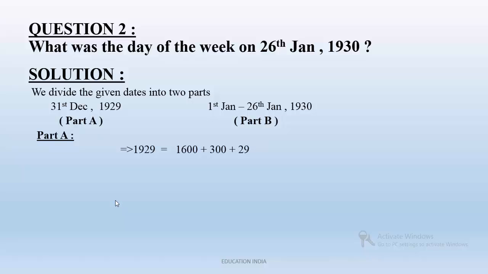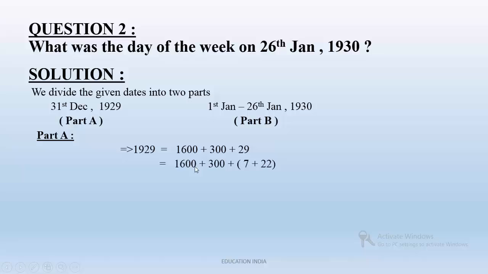So, let us calculate the total number of odd days due to part A. Now, 1929 can be broken up as 1600 plus 300 plus 29. This 1600 is chosen because it is the closest number less than 1929 that is divisible by 400.